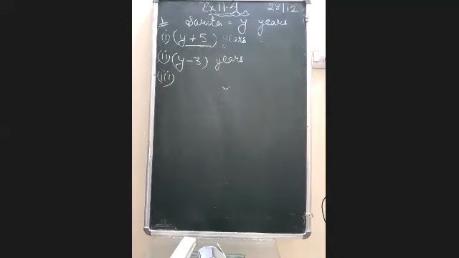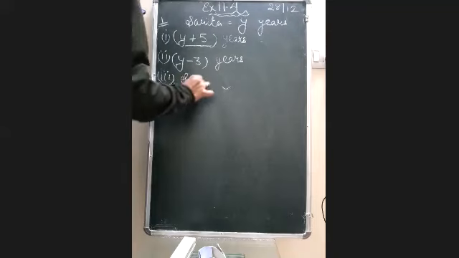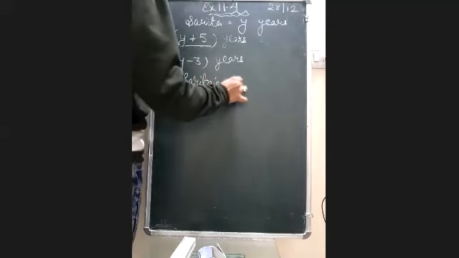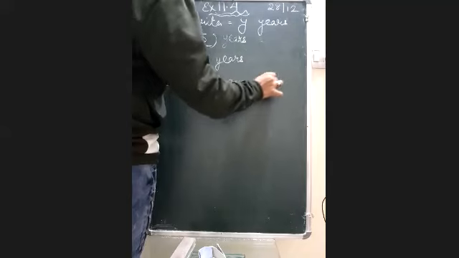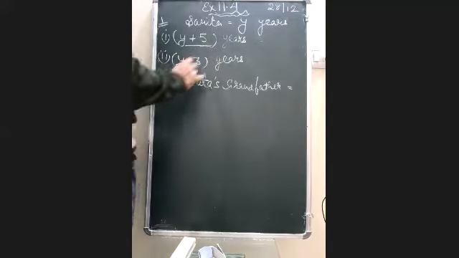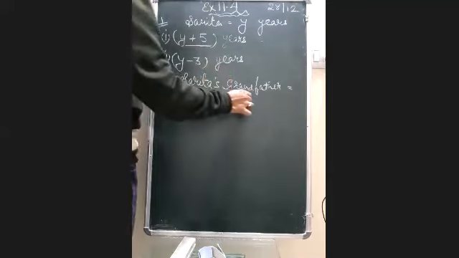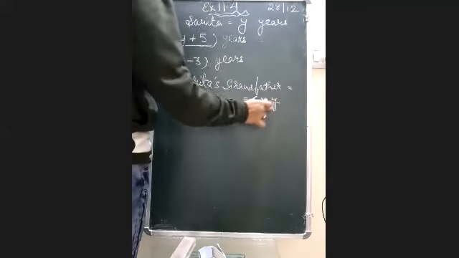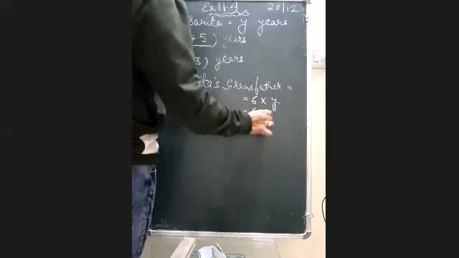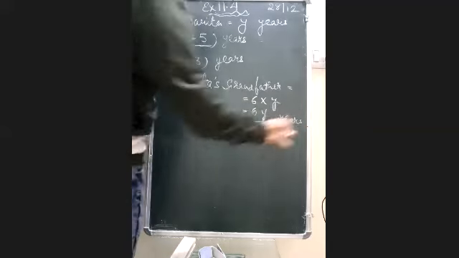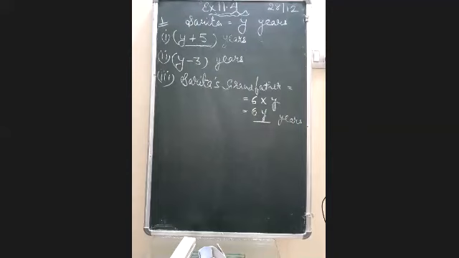Third question says that Sarita's grandfather is 6 times her age. It means Sarita's grandfather is 6 times of Sarita. Sarita means y. So it would be 6y years. This is the age of Sarita's grandfather. Absolutely correct. Everyone is writing the answers along with me.